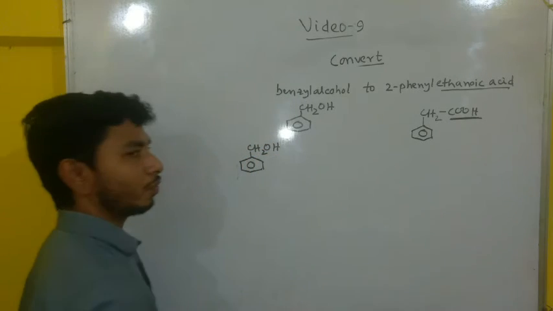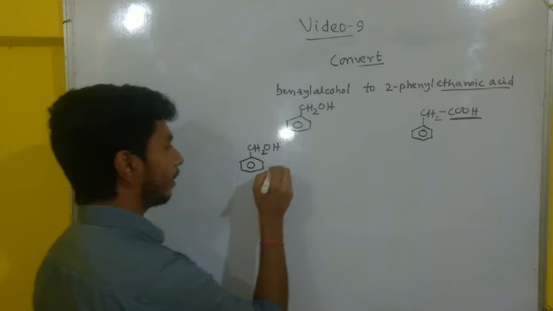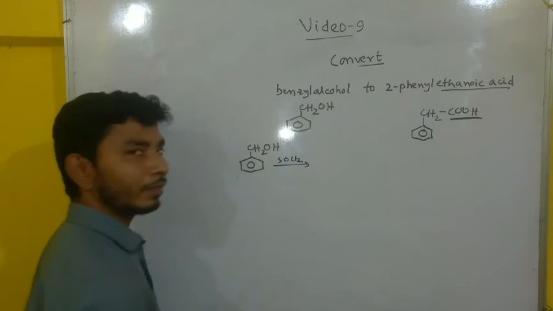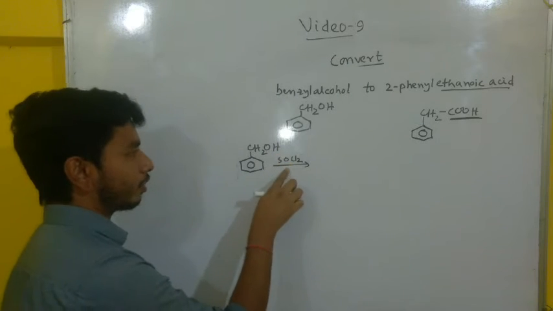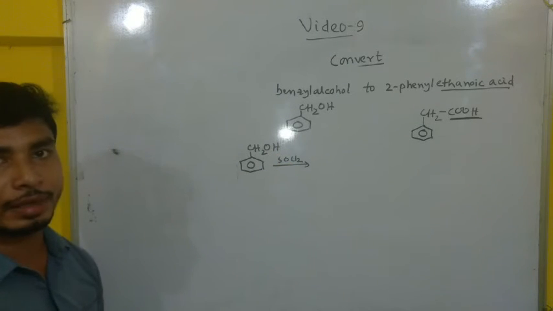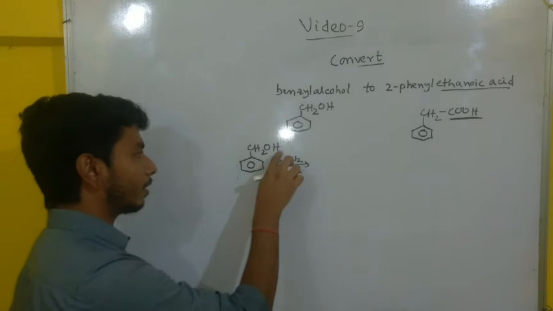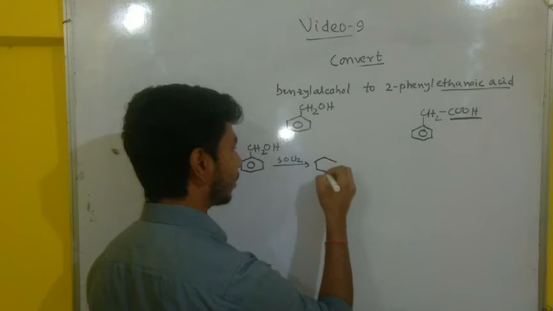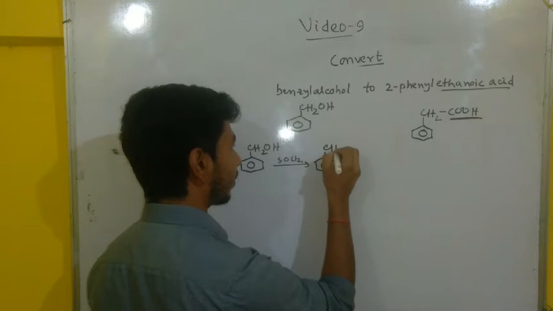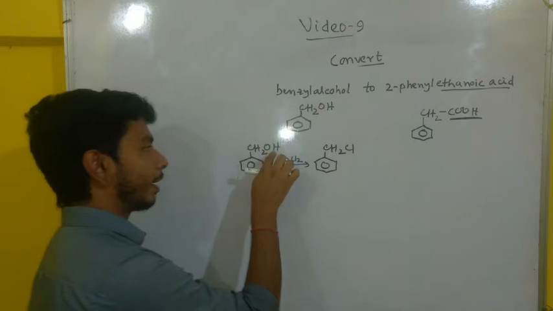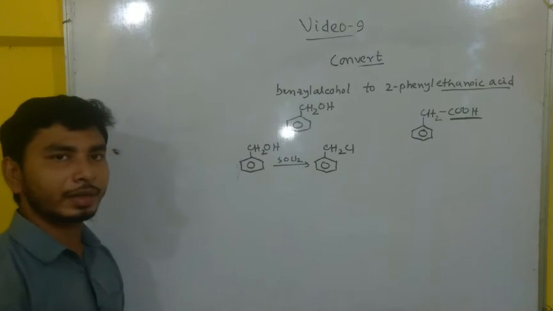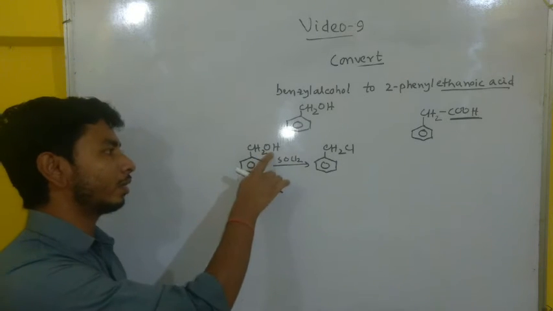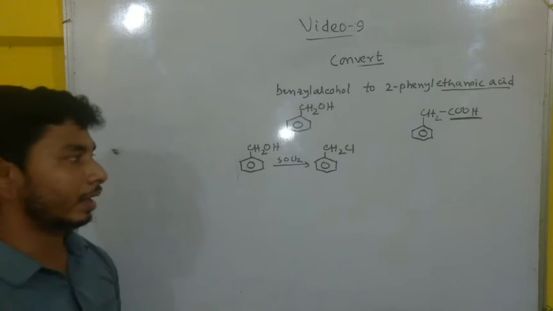So CH2OH. Let's react with the SOCl2. The OH group on reaction with SOCl2 or PCl5 or PCl3 is substituted by chloride. So now here the OH group gets substituted by chloride. An alcoholic group on reaction with PCl5 or PCl3 or SOCl2 is substituted by the Cl group.